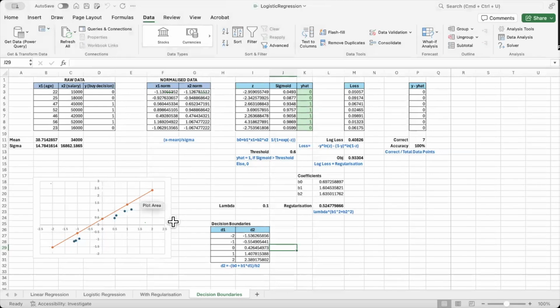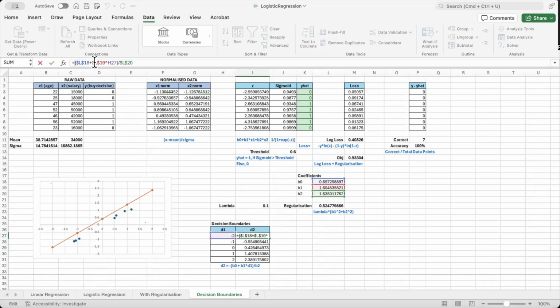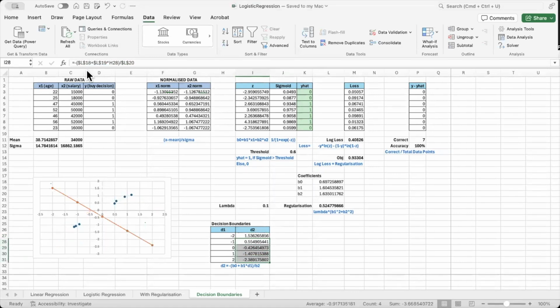Oh, I made a mistake actually. This should have been a minus. This should have been a minus. That is the reason why I am getting a mistake. Now you notice that the decision boundary is clearly demarcating that these 4 points are on this side and these 4 points are on this side. So this represents the values where the person will make a purchase, and this represents the values where the person will not make a purchase.